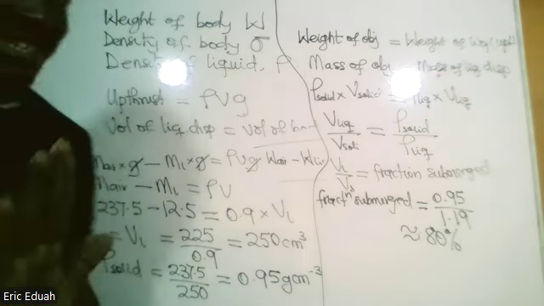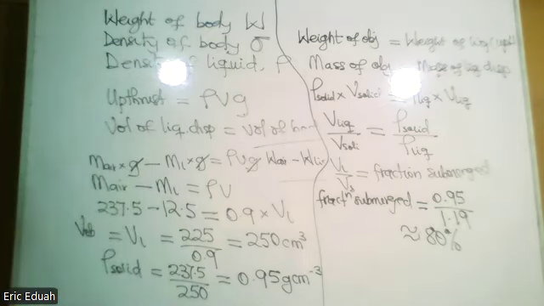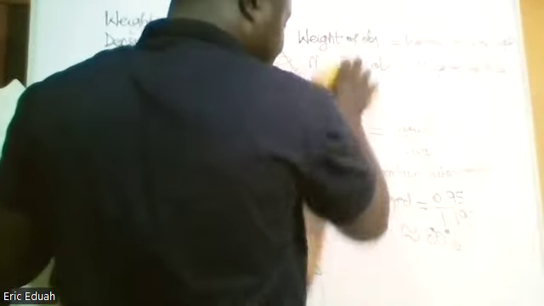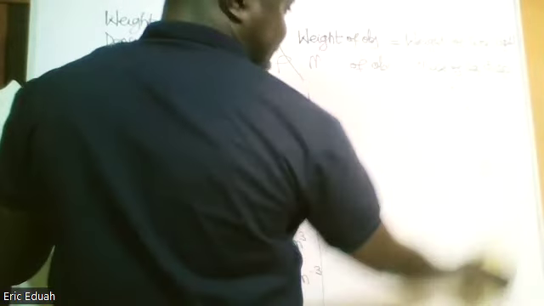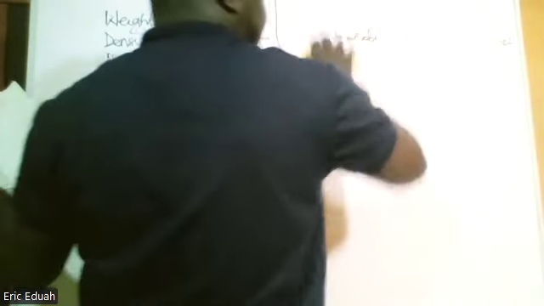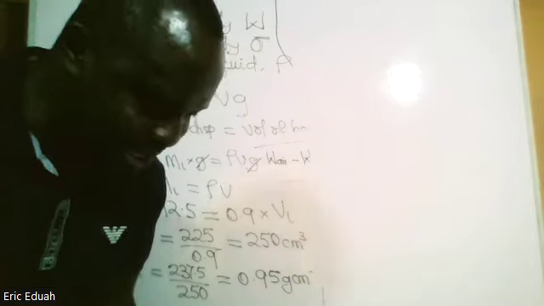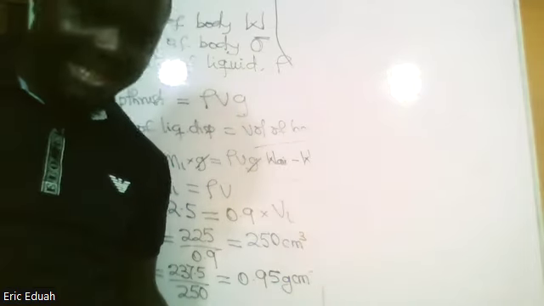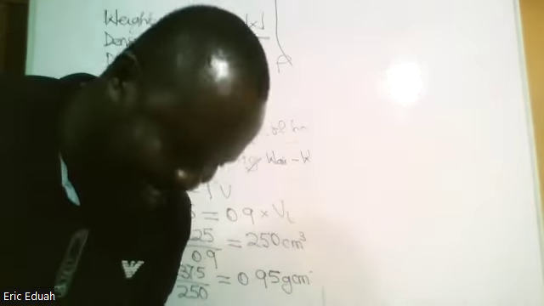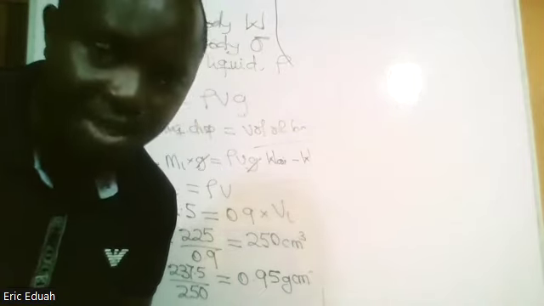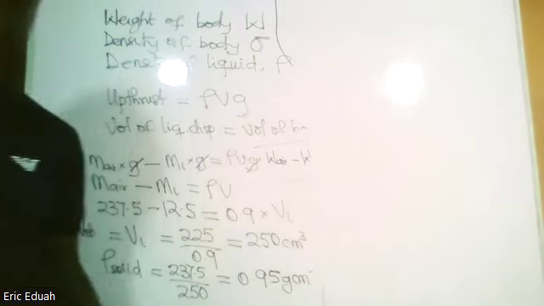For my cherished listeners, what we are saying is that, please pay attention. Yes, I understand this is a bit technical. So the question is that, calculate the fraction of the solid submerged in a liquid of density 1.19 gram per cm cube.